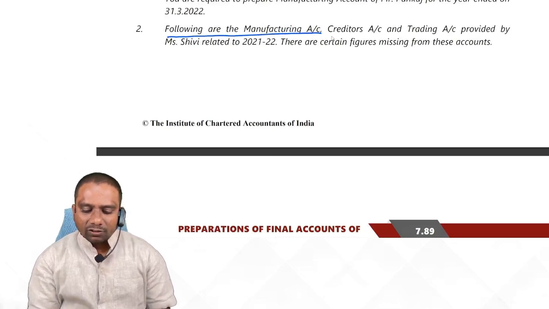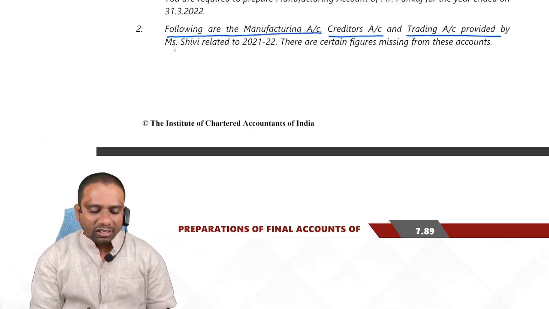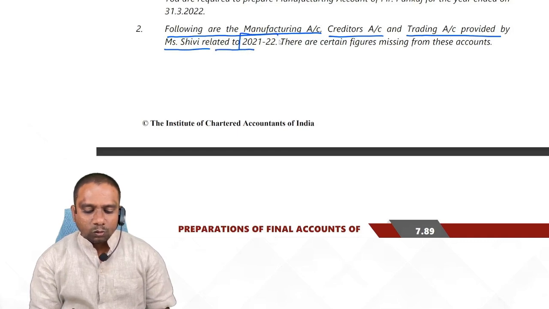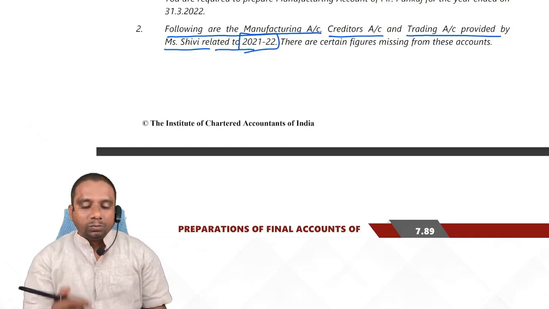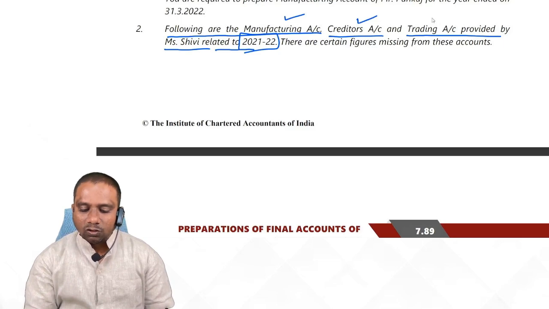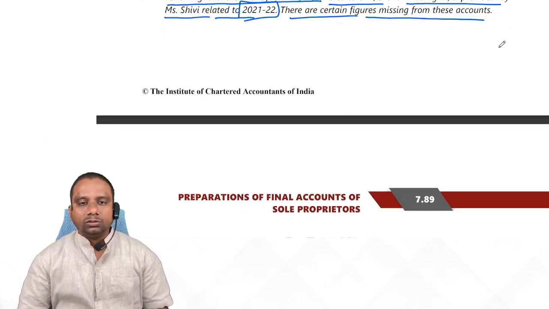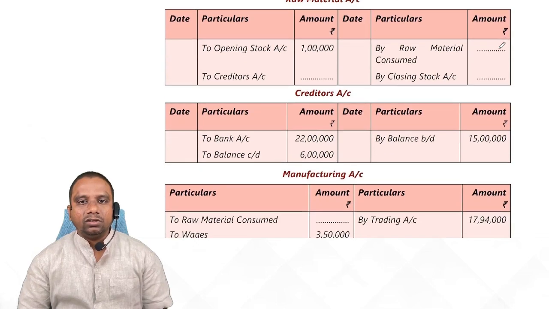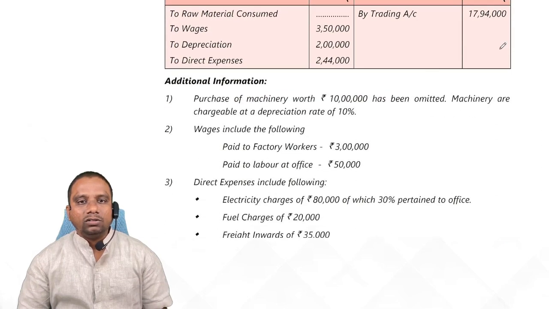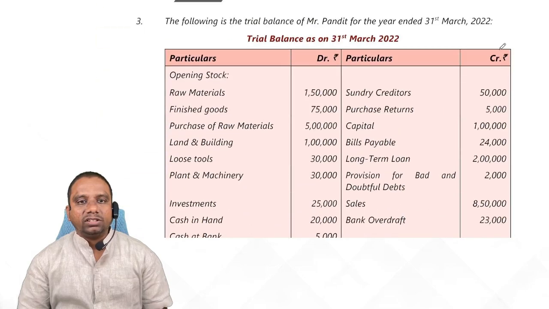Following are the manufacturing account, creditors account, and trading account provided by Mr. Shivi related to 21-22. Already they have prepared the manufacturing account, creditors account and a trading account. There are certain figures missing from these accounts. Okay, fine. Look, this is the raw material account, creditors and manufacturing account. They have given some additional information.